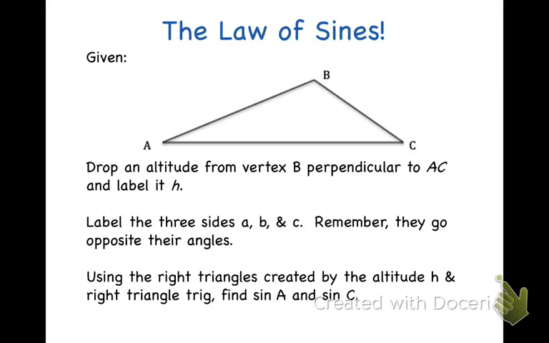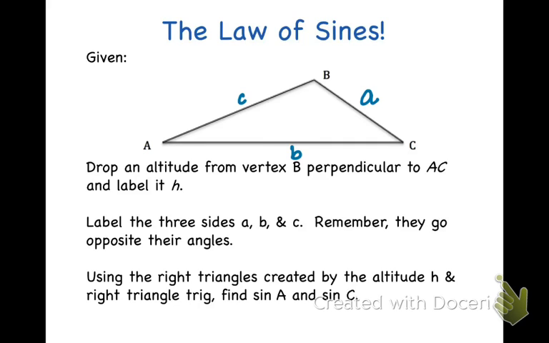So remember, side lengths always match up opposite the angle value. So opposite angle A, that's going to be side A. And it's a lowercase because we're talking about a side length. Opposite angle B is side B. And then opposite angle C is side C. And so we're going to go back to that first one. It says, okay, we're going to drop in an altitude.